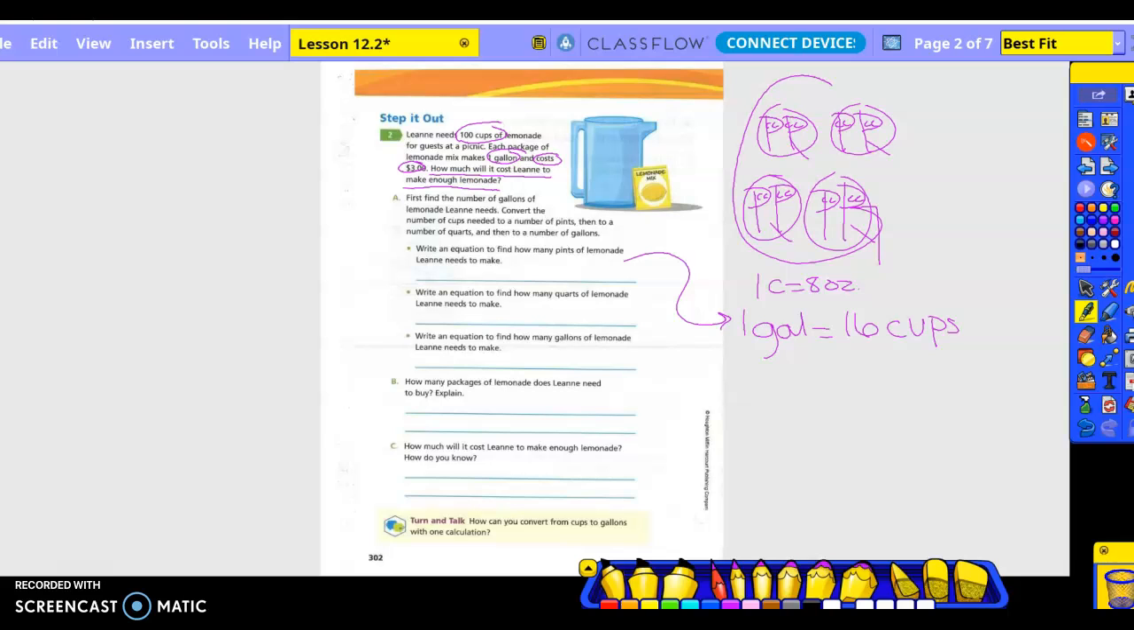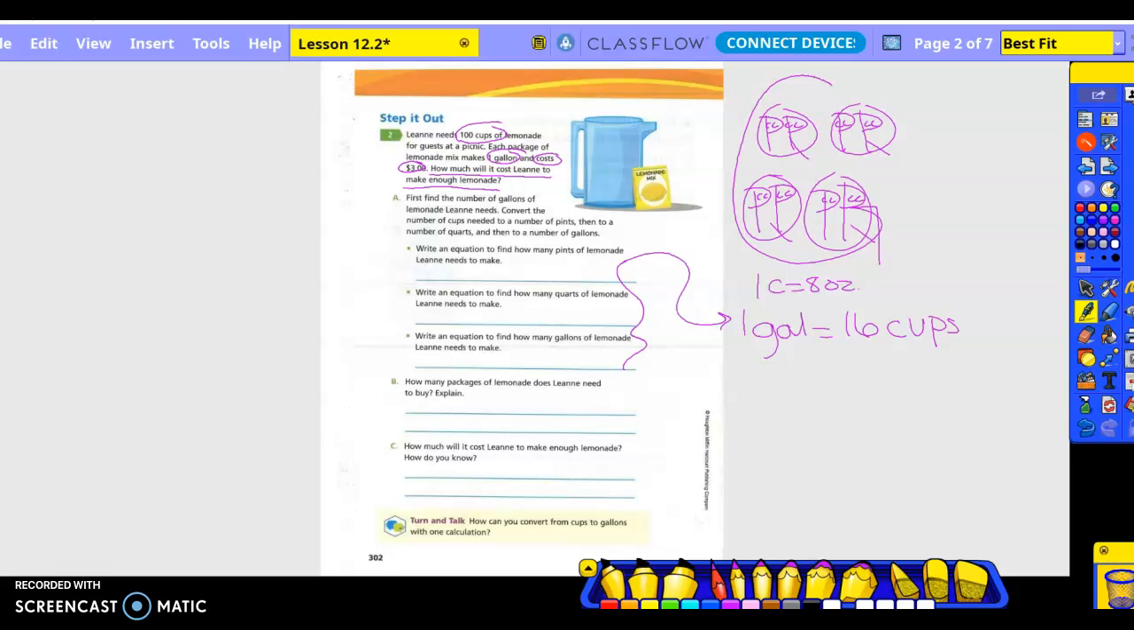Okay. So write an equation to find out how many pints of lemonade she needs. So we're just going to do technically all of these in one step. Okay? Does that make sense? Okay.